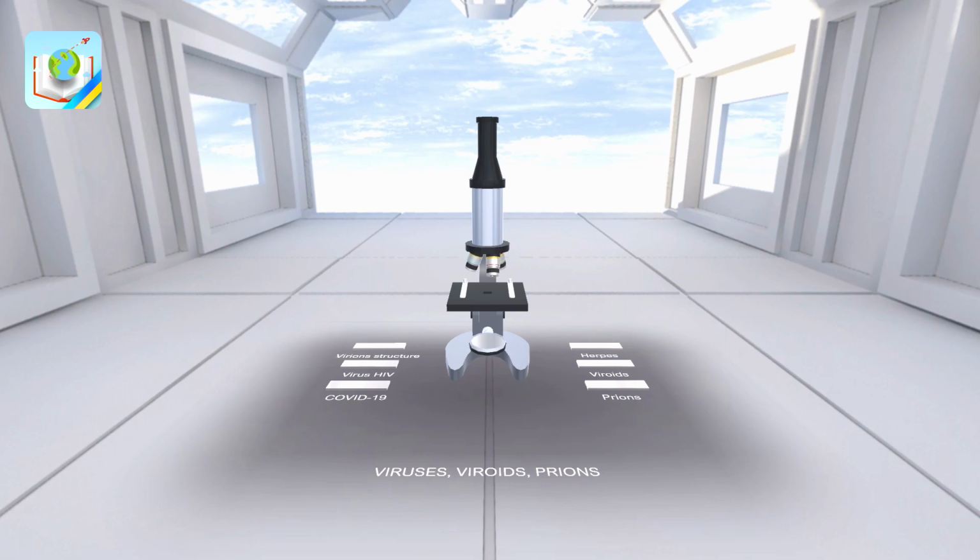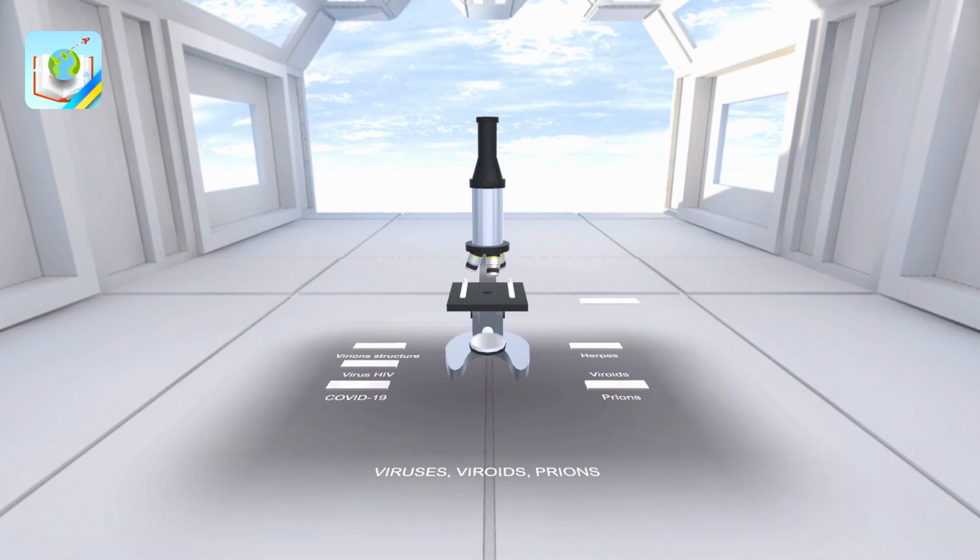As mentioned before, viruses contain at least nucleic acid and proteins. Viroids and prions only have one of these two components, either nucleic acid or proteins. Click on the sample to learn more about viroids.